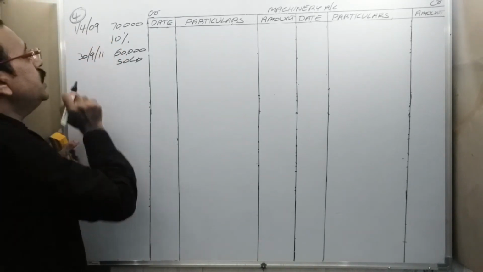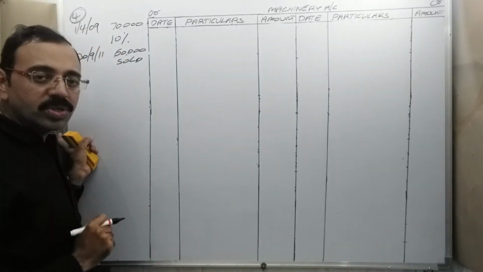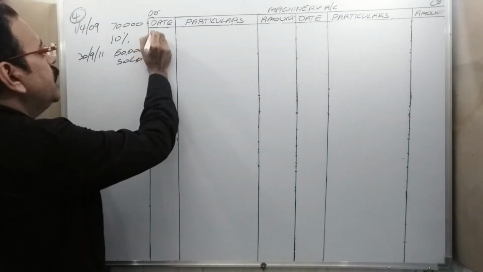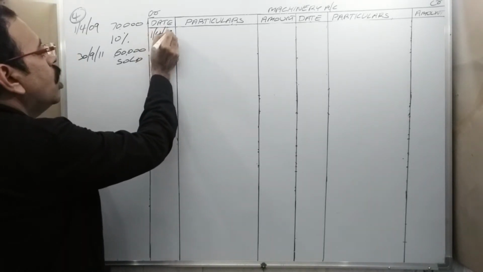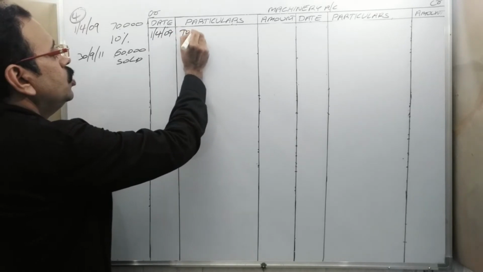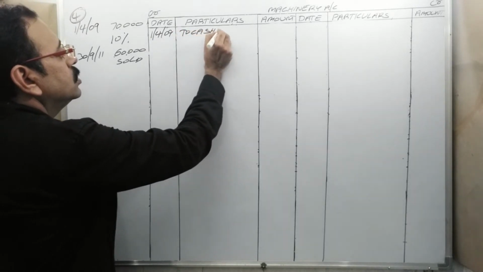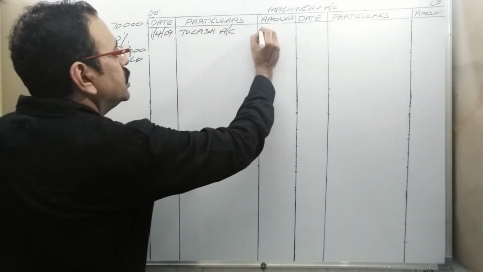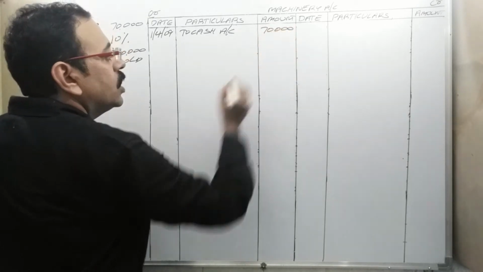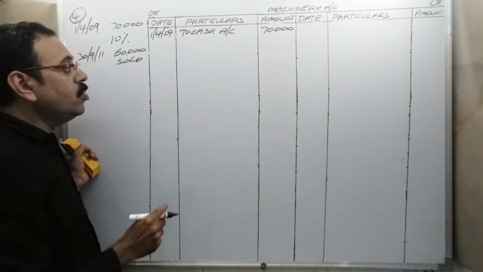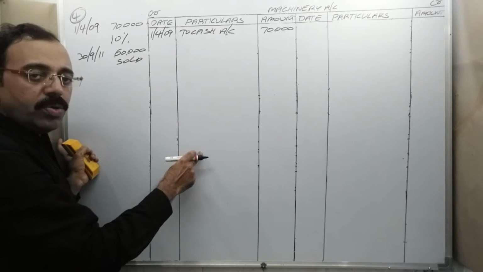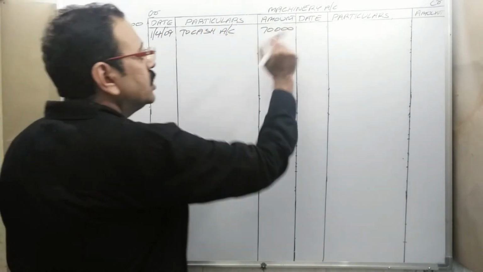When they bought that asset on 1st April 2009, on the debit side, on this date, to cash account, they purchased that asset for 70,000 rupees. Now, the financial year they are following, no? So what is the last date of the first year?